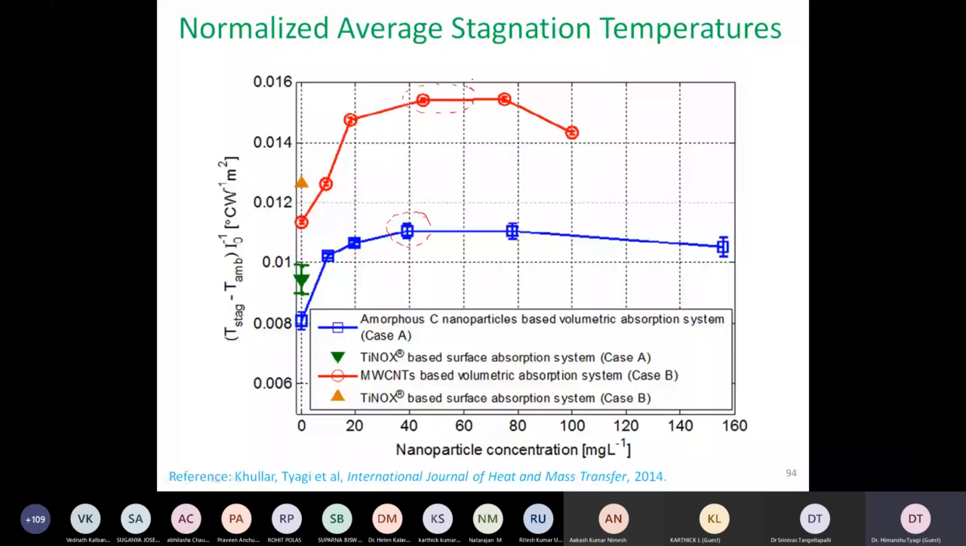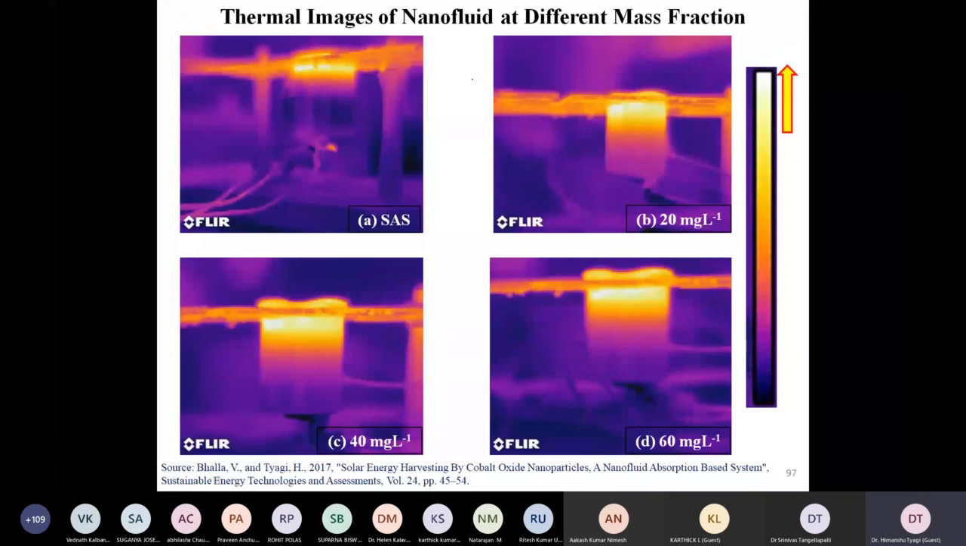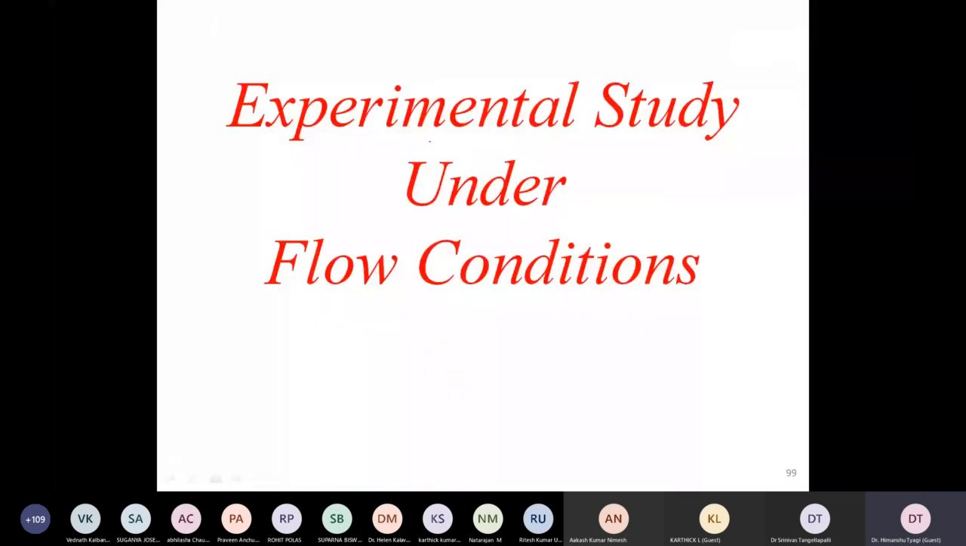So again, we repeated it under stagnation condition. This I'll skip because it shows a similar thing. The only additional thing over here are these IR images. In addition to having these thermocouples which are present over here, and we are getting good readings from the thermocouples, we also had an IR camera from which we got readings as well. And currently we are working under the flow condition.